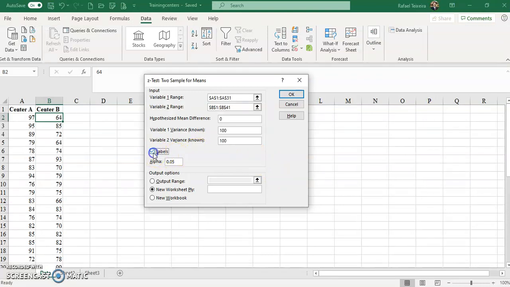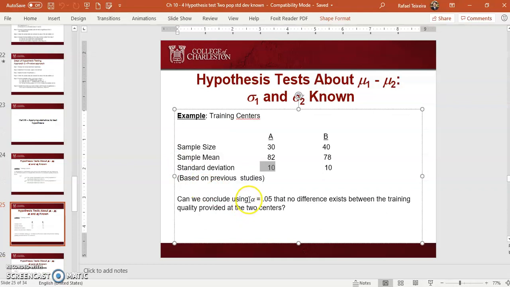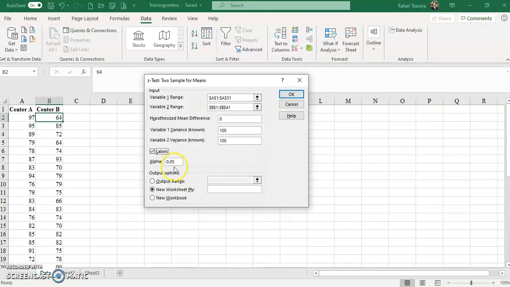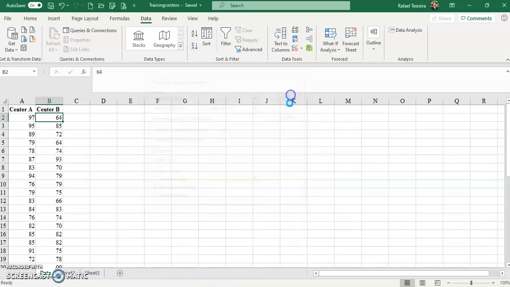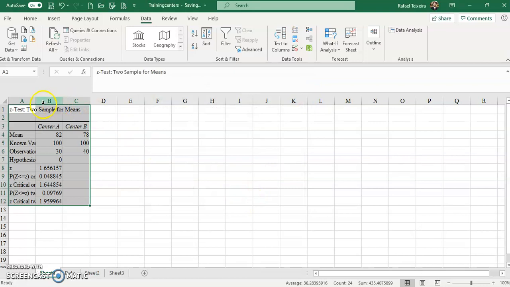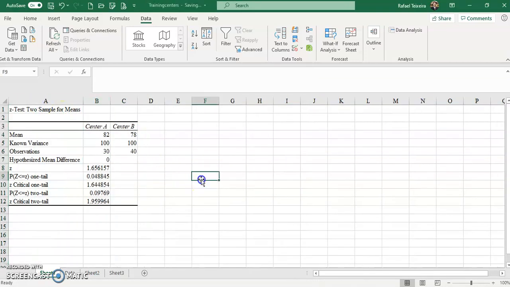Okay, so I clicked labels because I selected labels in the first row. My alpha, here I can customize what the problem is saying. My alpha is 0.05. So if I go back to Excel, that's a fine 0.05. I want the output range. I could select output range somewhere in here. I'm gonna leave new worksheet. So let's do it. Okay, simply hit OK, and then you have the results.